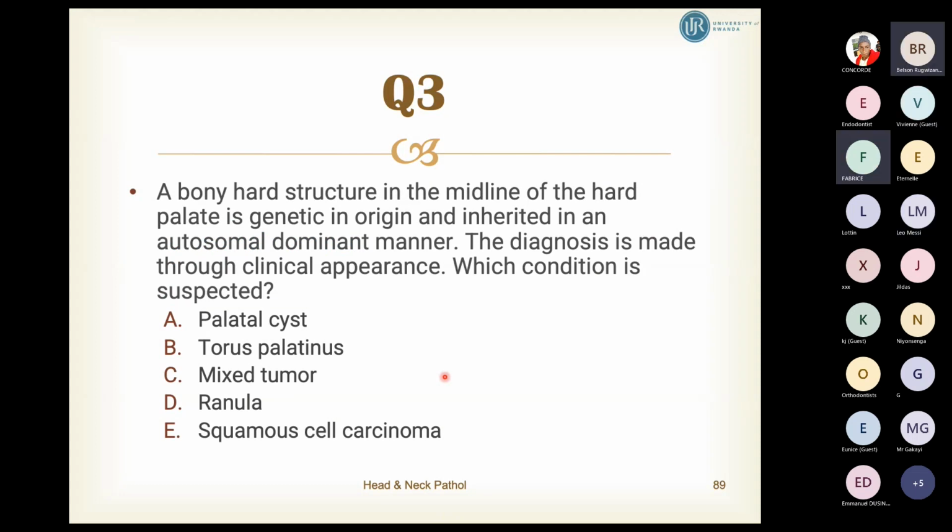So a bony hard structure in the middle of the hard palate is genetic in origin and inherited in an autosomal dominant manner. The diagnosis is made through clinical appearance. So what condition? First of all, we have to know which is bone hard among these ones. Okay, so torus palatinus, because the others are soft. Torus palatinus.